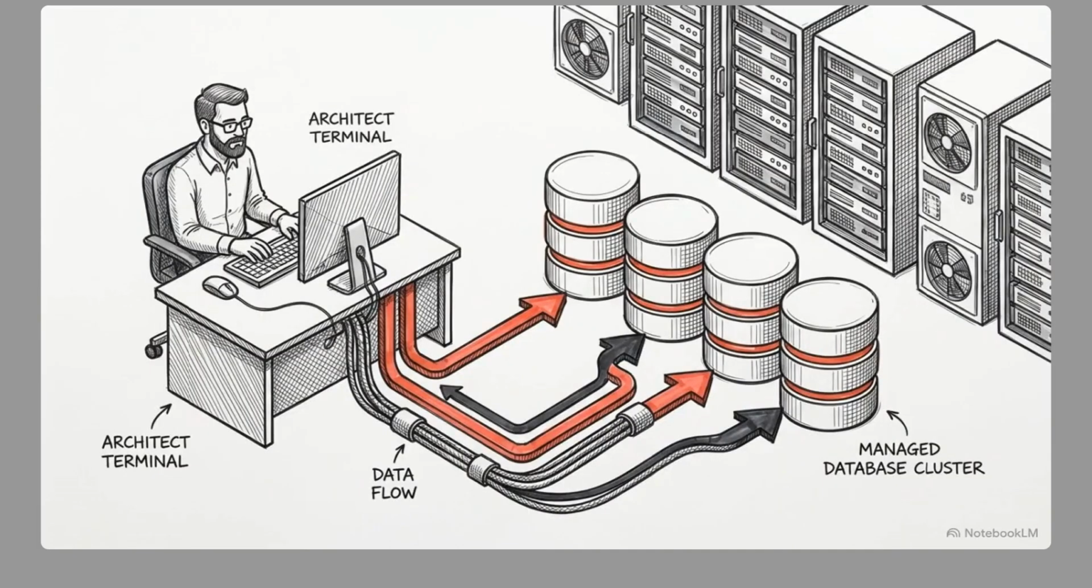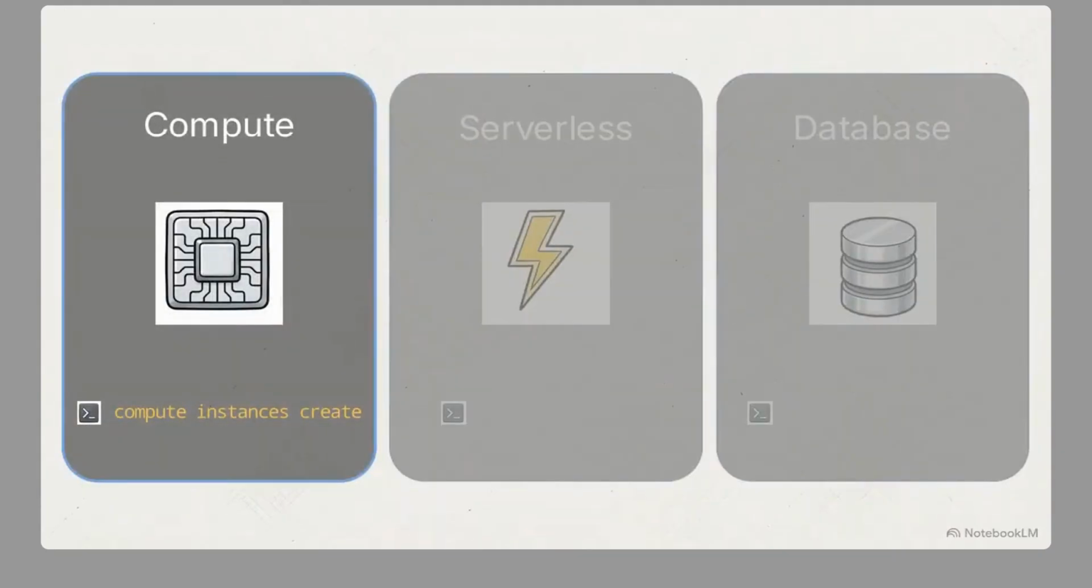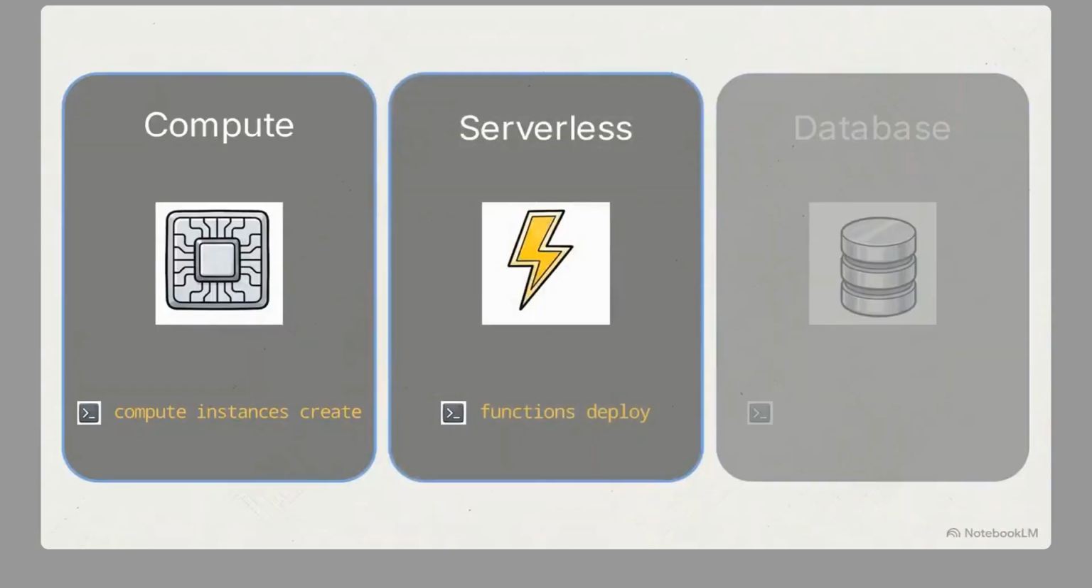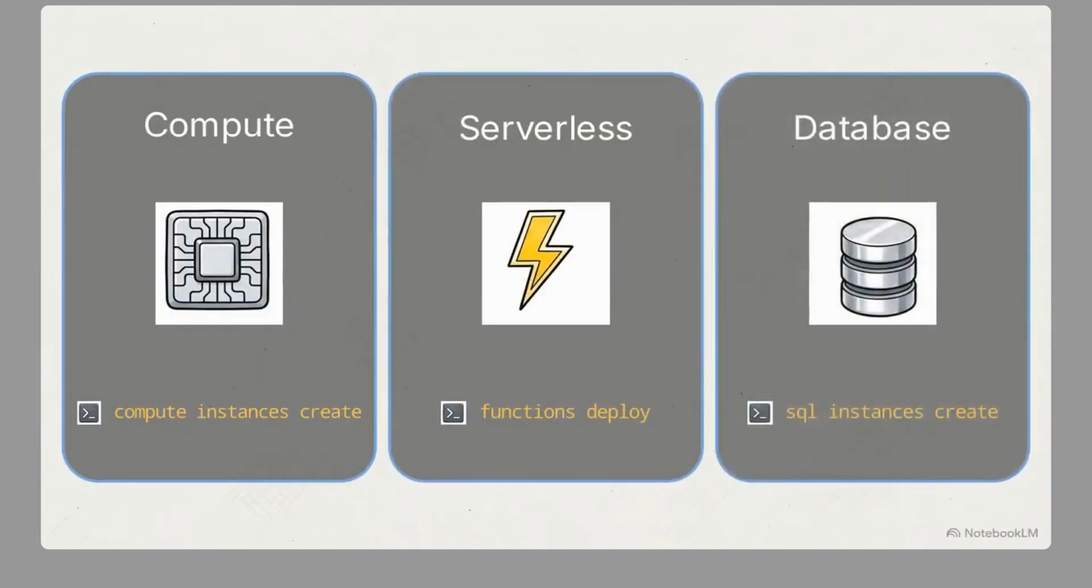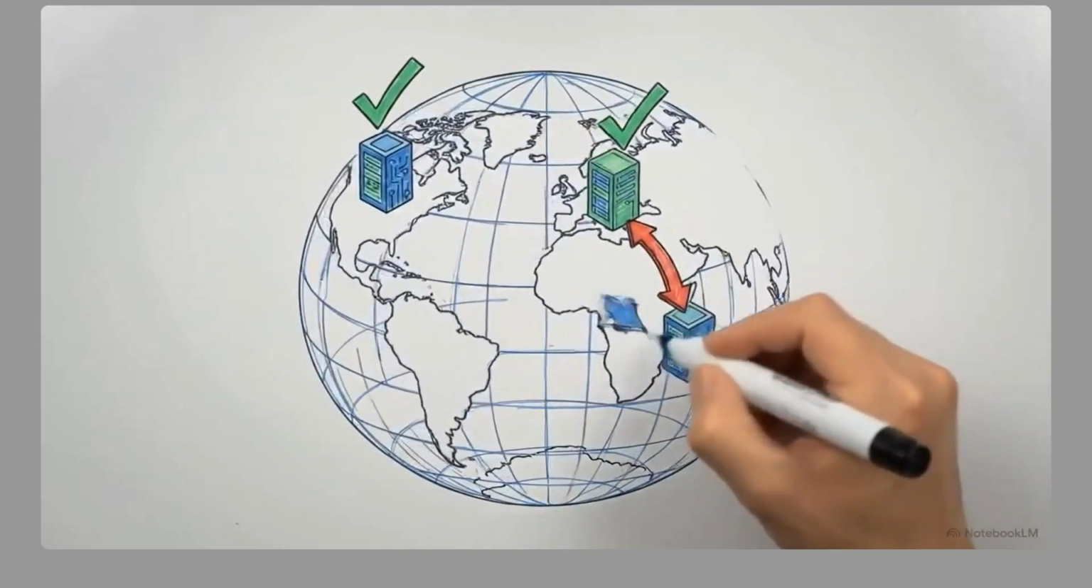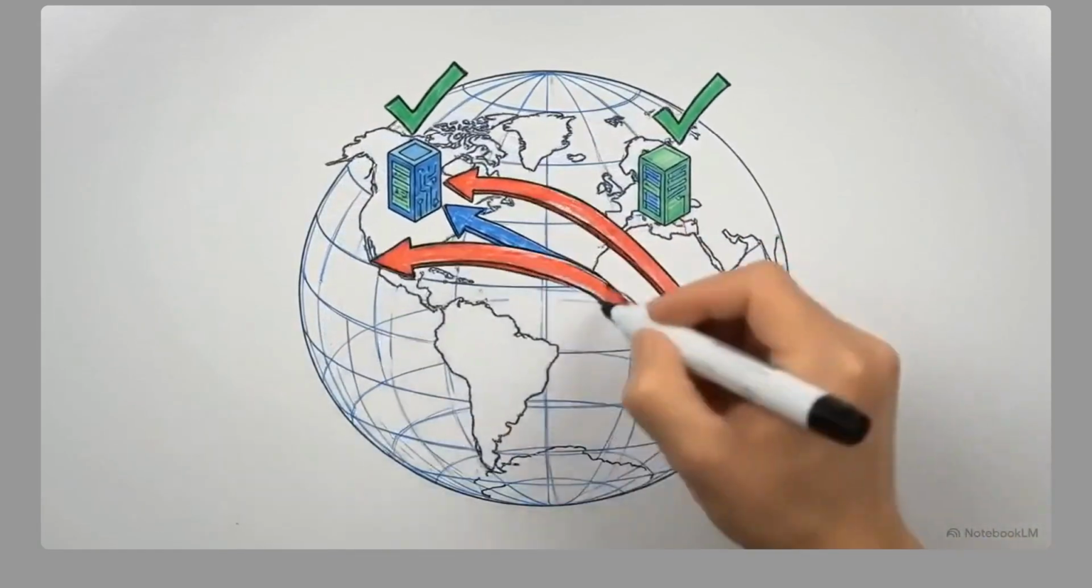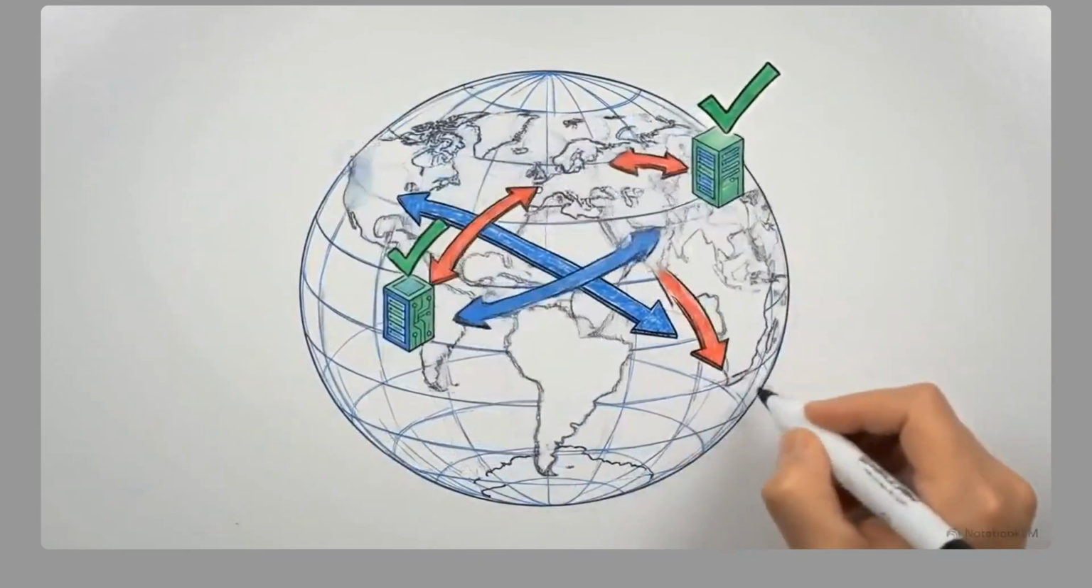configuring data resilience. Across these 3 architectural pillars, the CLI deployment syntax follows strict patterns. We use compute instances create for our virtual machines, functions deploy for serverless event handling, and sql instances create for managed databases. Mastering these exact UI parameters and CLI flags is the definitive skill required to implement and deploy robust cloud solutions.